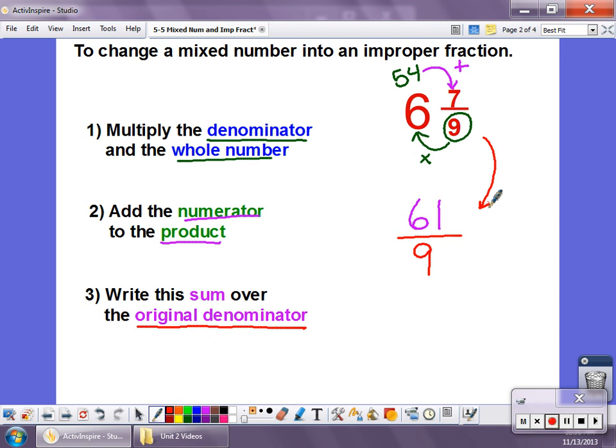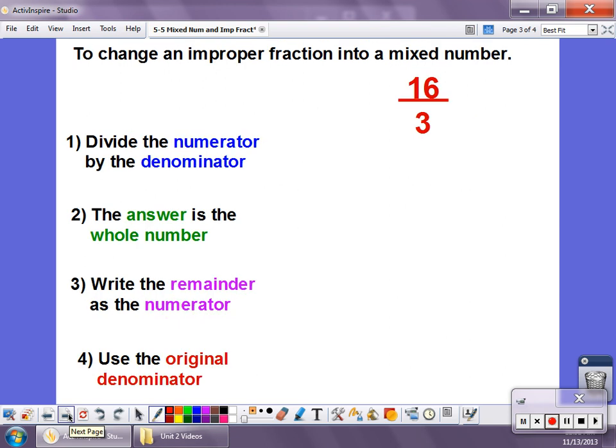Now that's how you go from a mixed number to an improper fraction. We can also go the other way, from an improper fraction to a mixed number. Now remember, when we have an improper fraction, our numerator is bigger than our denominator. That means when we change it to a mixed number, we're going to have some whole parts and then some fractional parts also. So what we want to do is think about this in terms of division. I'm going to divide my numerator by my denominator. So my numerator goes inside my bracket. My denominator goes outside my bracket.